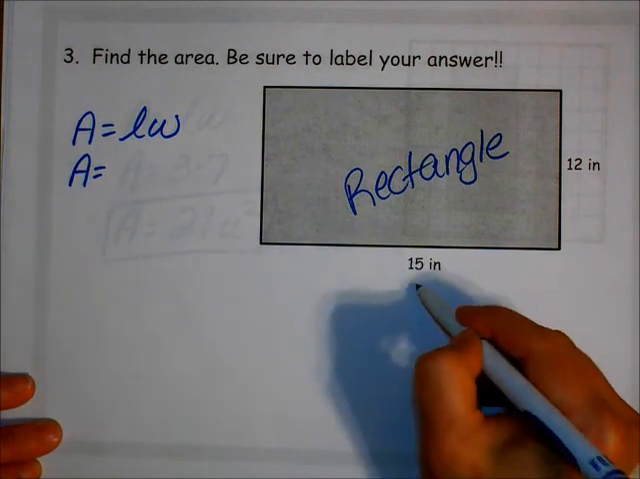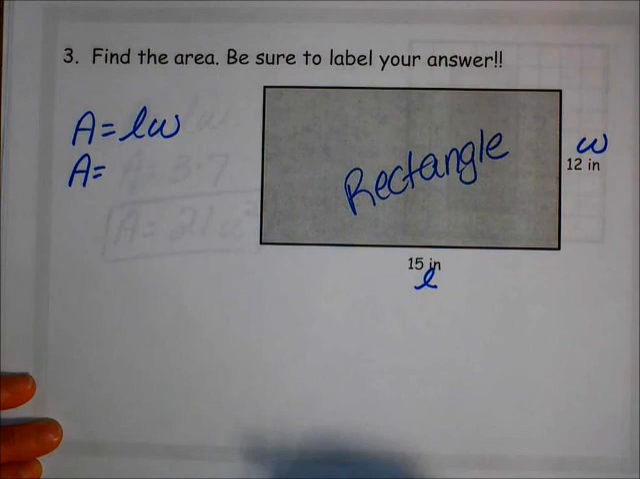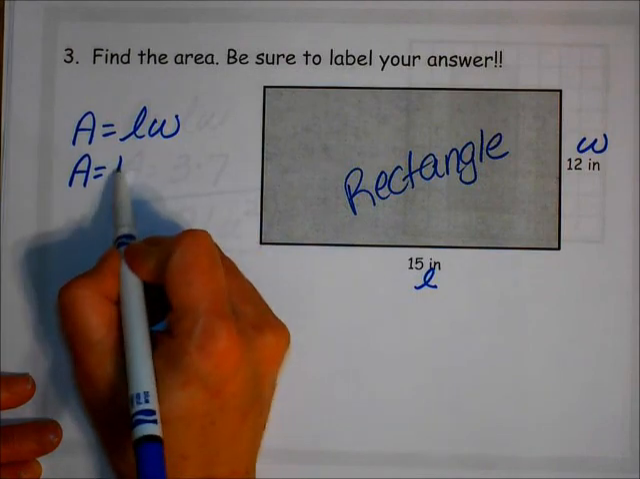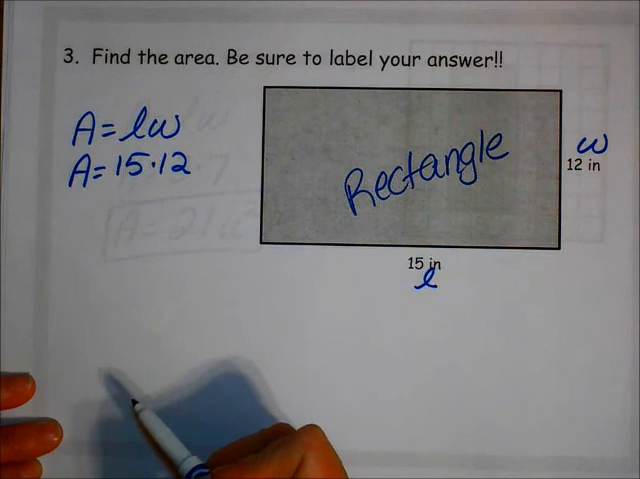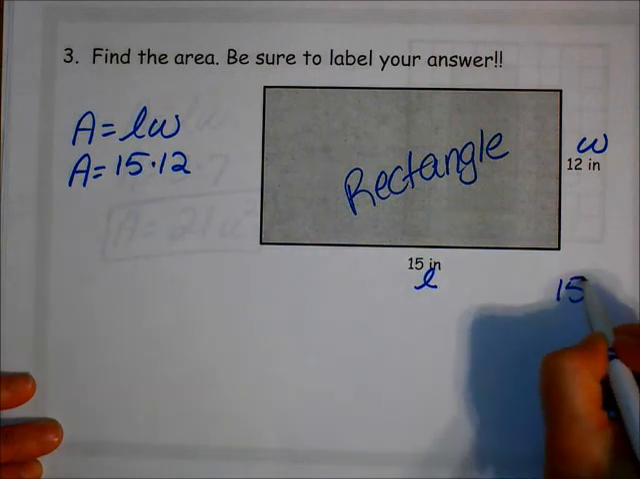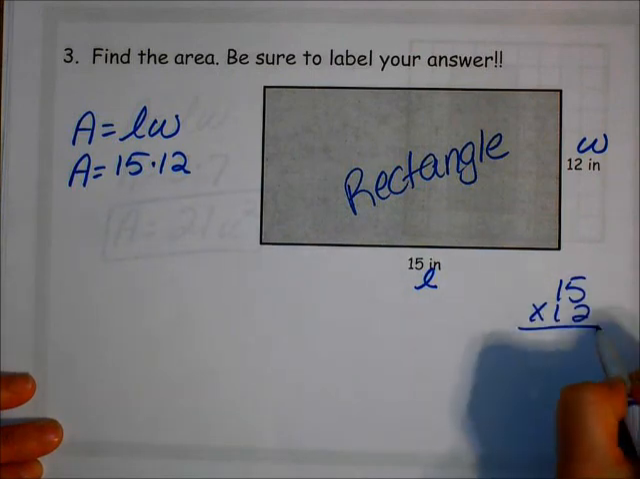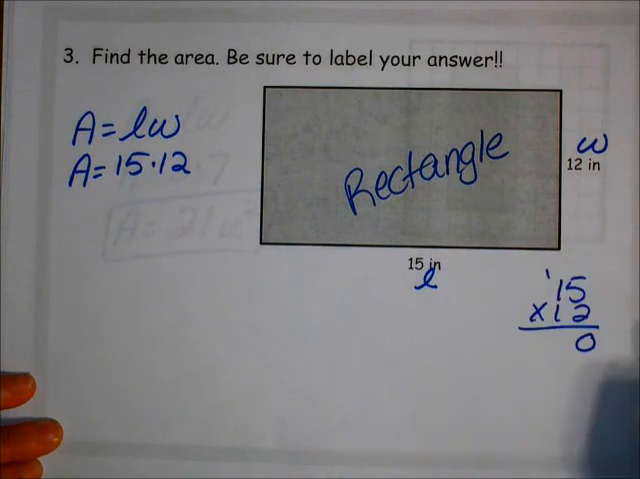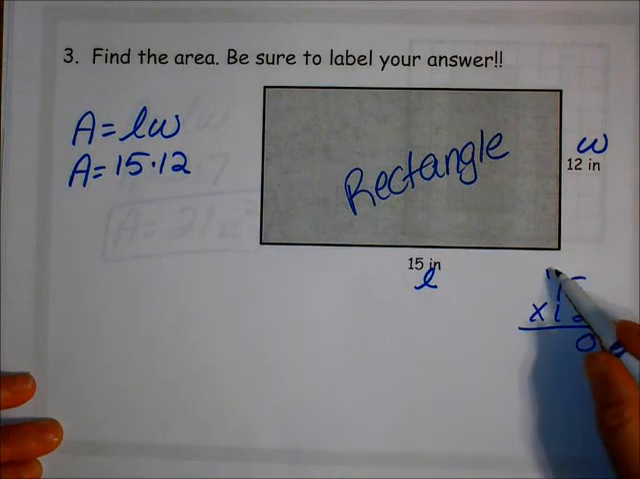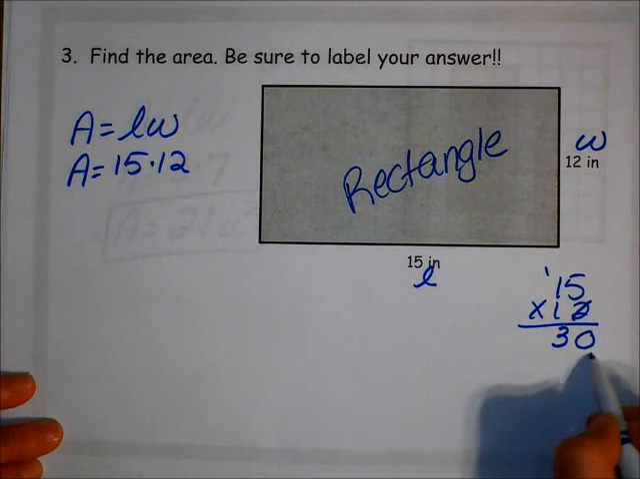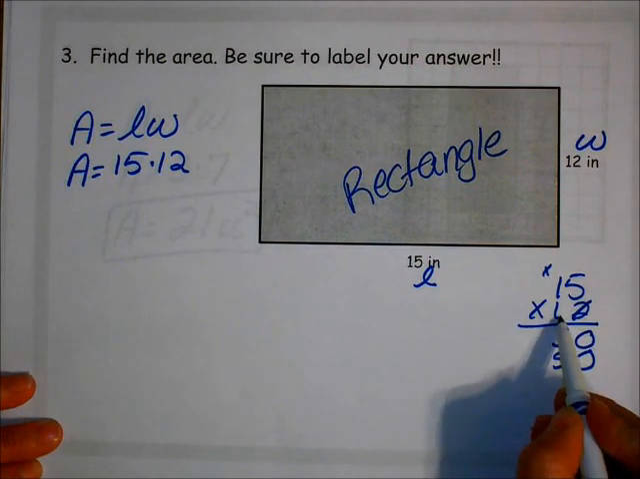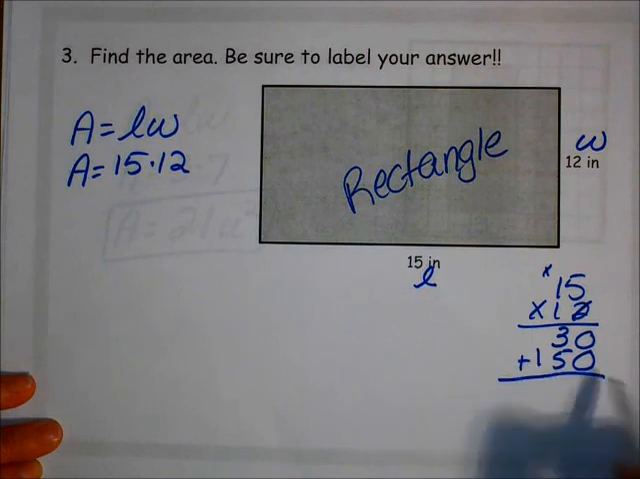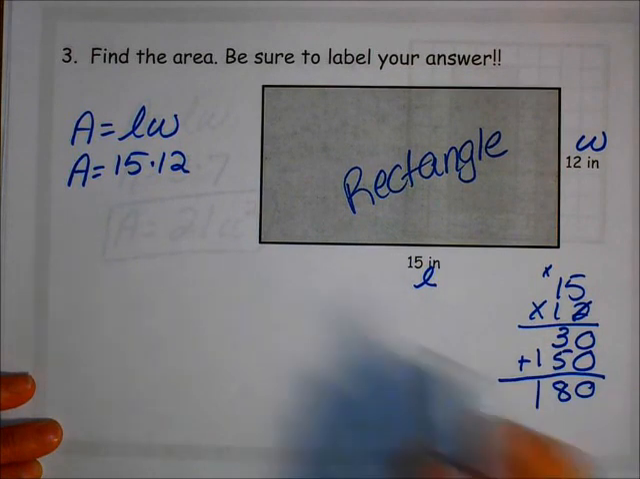I know that my length is 15, my width is 12, so I'm going to solve 15 times 12. I'm going to come to my margin and multiply. 2 times 5 is 10, carry the 1. 2 times 1 is 2 plus 1 is 3. Add a 0. 1 times 5 is 5. 1 times 1 is 1. Now I can add 0, 8, 1.